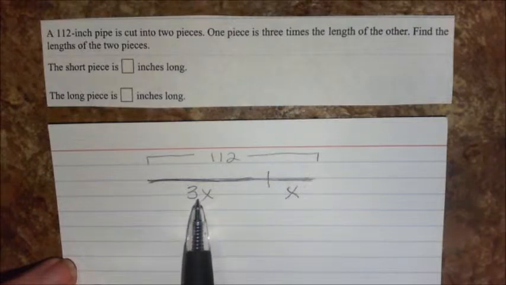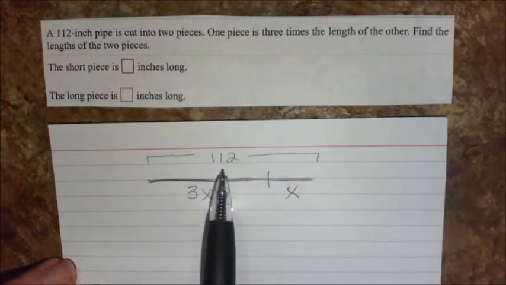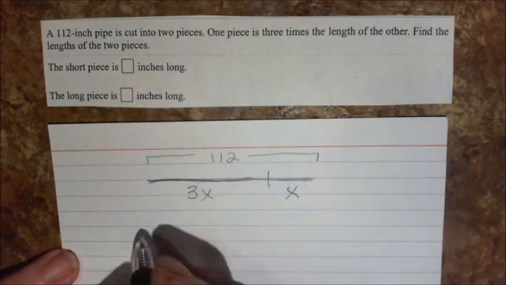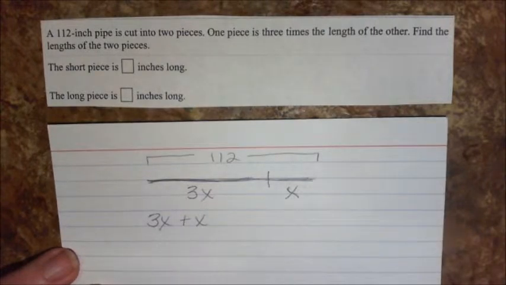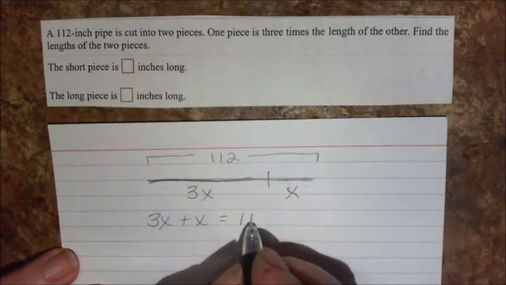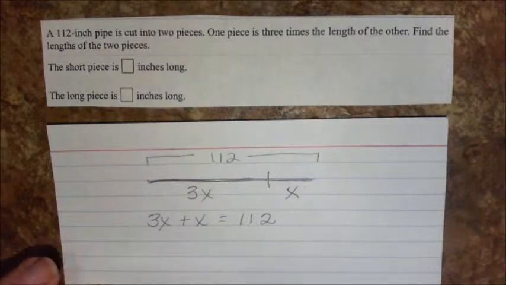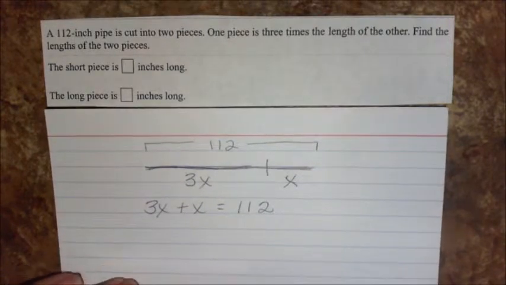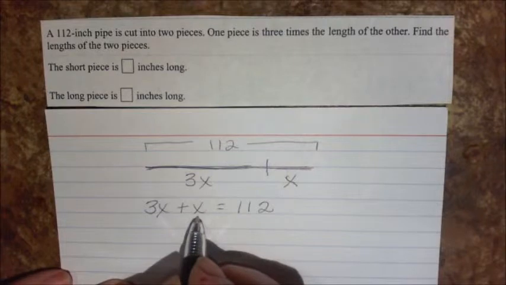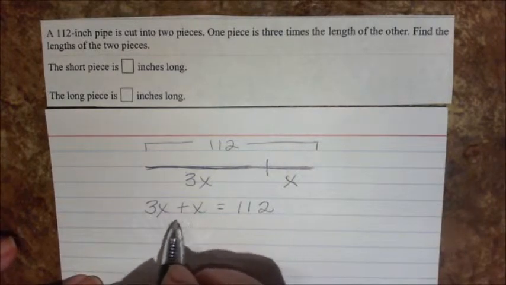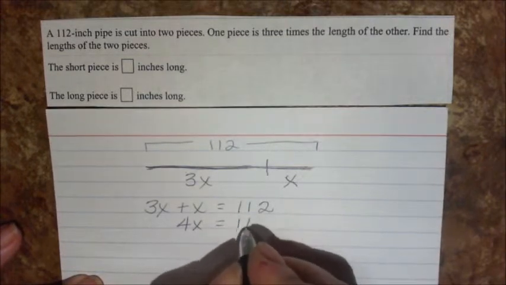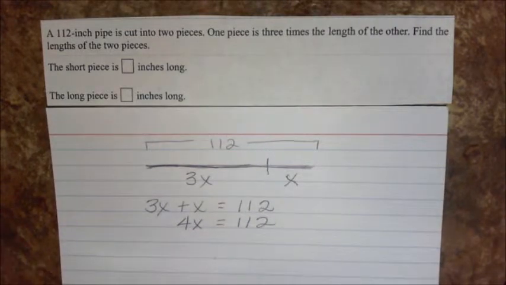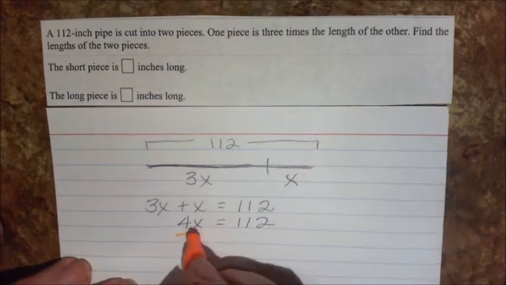So we could make an equation to show that information by adding the two pieces of pipe to get the whole pipe. So that would look like 3x, the long piece, plus x, the short piece, is equal to the entire length, 112 inches. Now we have an equation that we can solve. We would start by simplifying this side by adding like terms, for 4x is equal to 112. And now we're ready to divide both sides by 4.